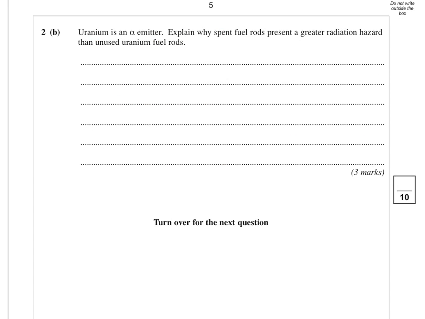Alright. Uranium is an alpha emitter. Explain why spent fuel rods present a greater radiation hazard than uranium rods. So, spent rods emit beta and gamma.